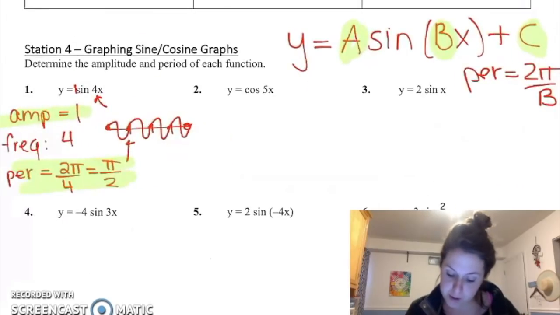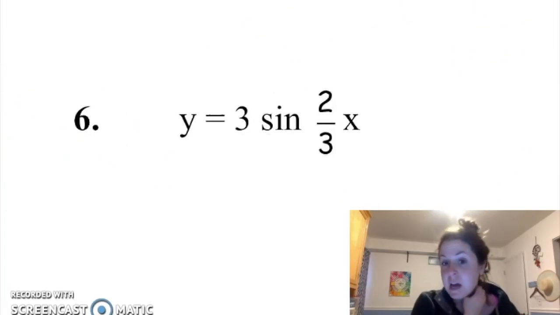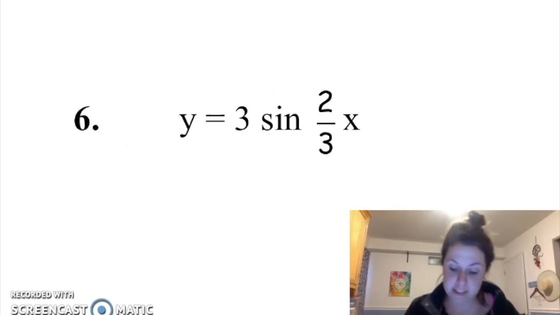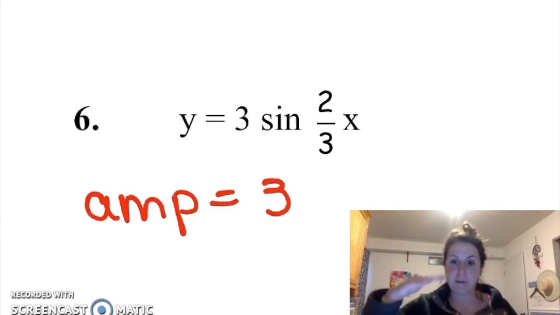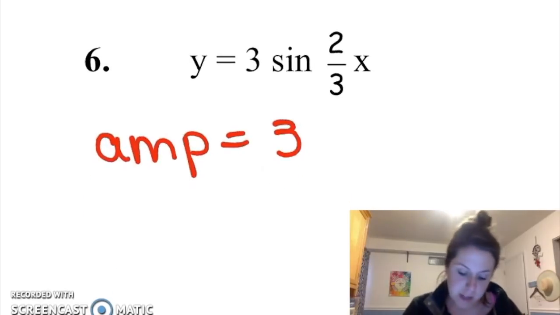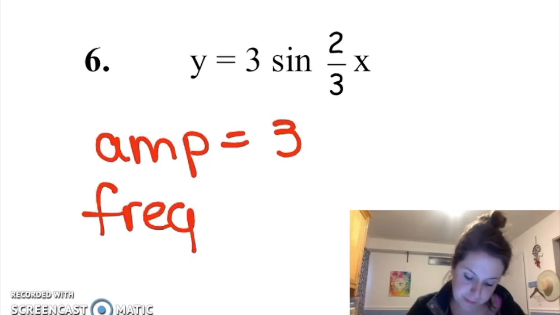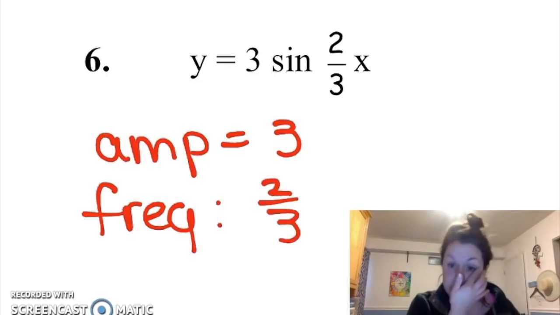All right, let's do one more of these. Let's do number 6. So y equals 3 sine 2/3 x. So amplitude here is 3. So I know that from the midline to the top would be 3. The frequency is 2/3. So from 0 to 2 pi, I can fit 2/3 of a curve.